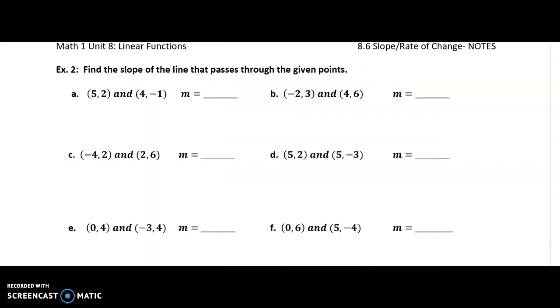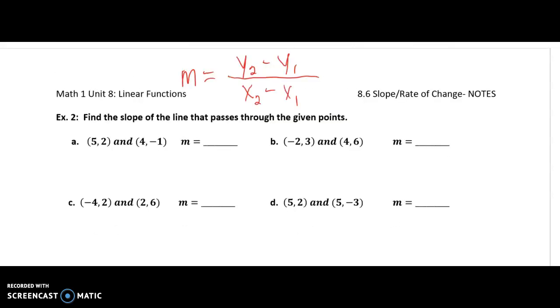All right, so now let's go through a few examples where we're not given the graph, but we are given 2 points that lie on a line. So to find the slope, when you're given 2 points, we're going to have to use a slope formula. Here is the formula for slope that you're going to use whenever you're given 2 points that lie on a line and you don't have the graph. m equals y2 minus y1 over x2 minus x1.